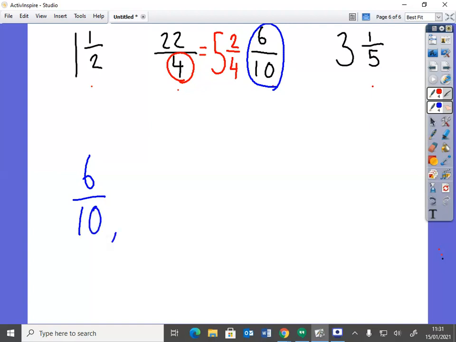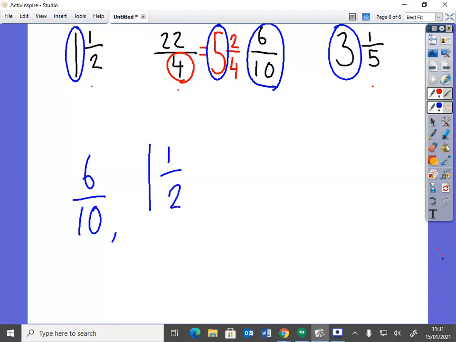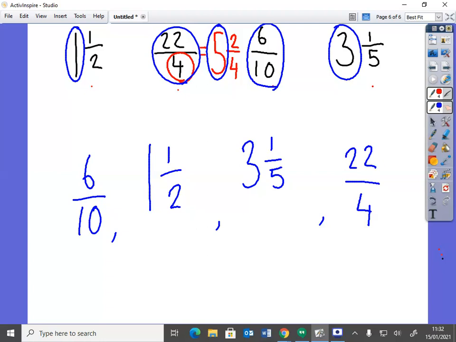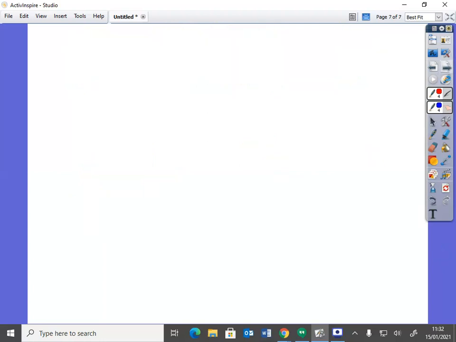Now I have 1.5, 5 and 2 quarters, and 3 and 1/5. Well, I can just look at the whole number parts, can't I? I've got 1 there, 5 there, and 3 there. So, which is the smallest one? Well, it must be 1.5. Which is the next smallest one? Well, it's 3. So 3 and 1/5 is my next in order. And last but not least is 5 and 2 quarters, which in the question was written as 22 quarters. So that is how you would go about converting those numbers. I hope that clears it up.